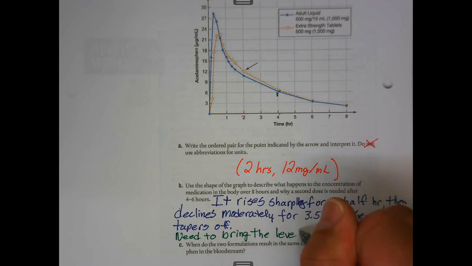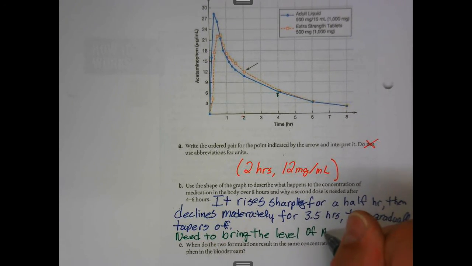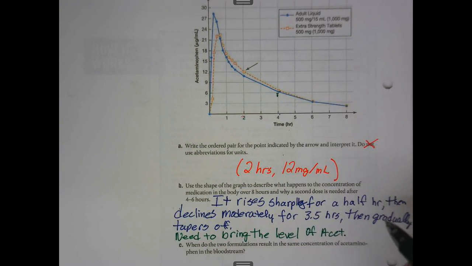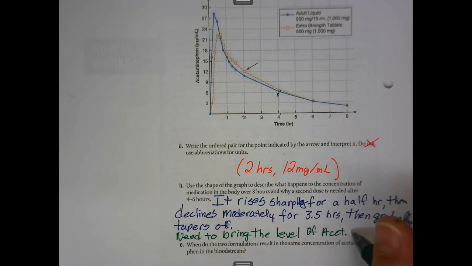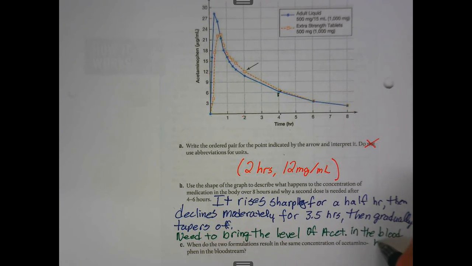C. When do the formulations result in the same concentration of acetaminophen in the bloodstream? Well, here's the extra strength tablet, which is the dotted. The blue one is the liquid, but they both seem to converge at 4 hours. So after 4 hours.